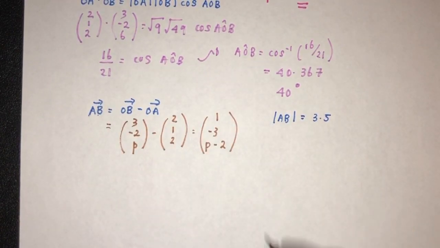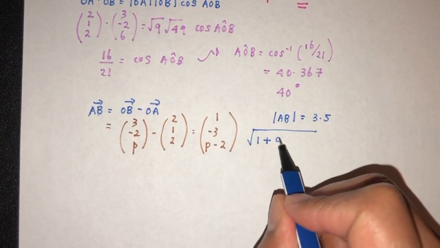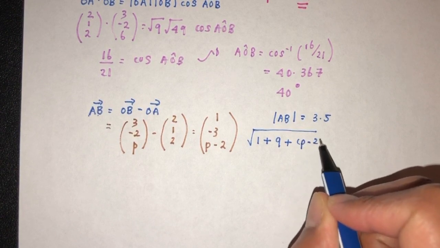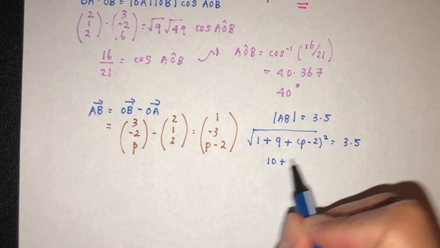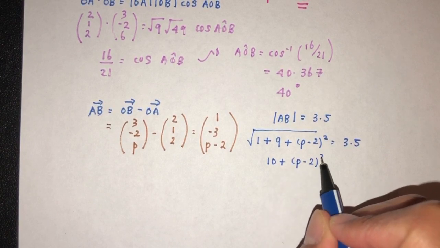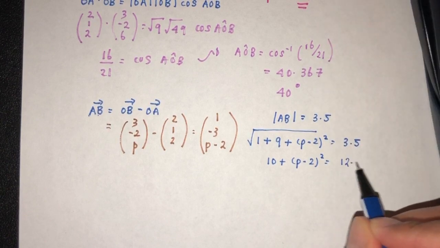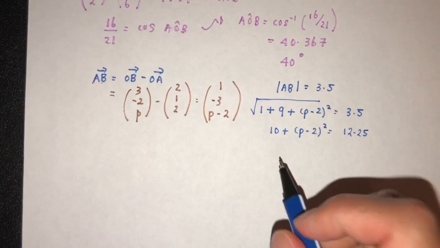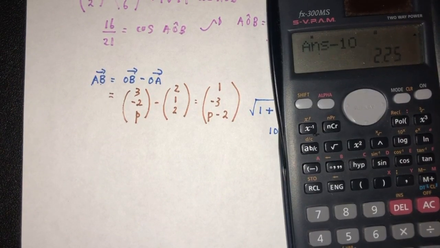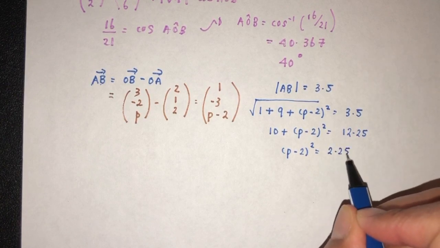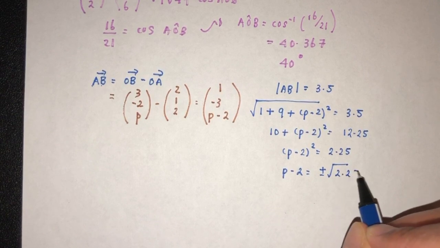Again, we use the formula we know, which is root of 1 squared is 1, minus 3 squared is 9, and we have p minus 2 squared. That will be 3.5. That will be 10 plus the value of p minus 2 squared. That should be 3.5 squared. That will be 12.25. So simplify, you will have what? p minus 2 squared will be 12.25 minus 10. That will be 2.25. And then p minus 2 will be plus or minus root of 2.25.